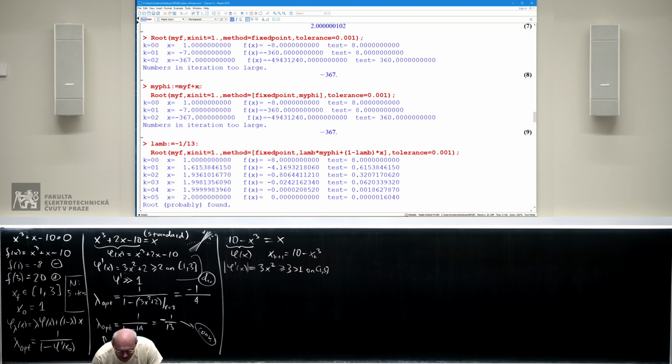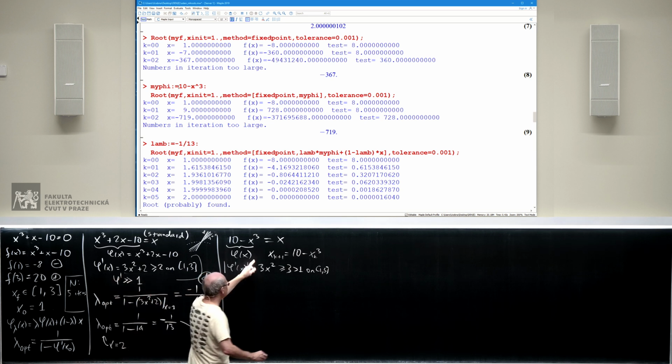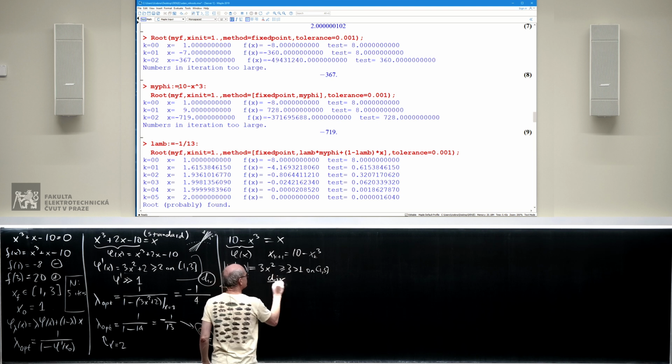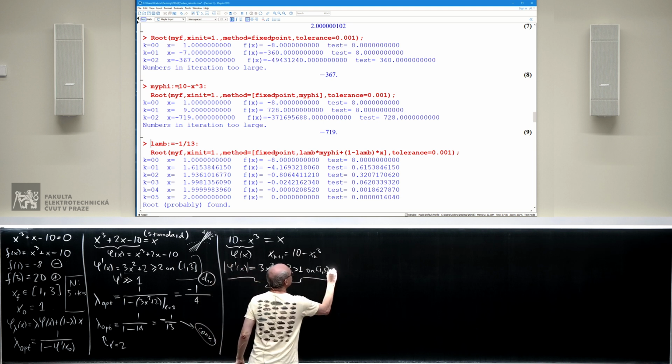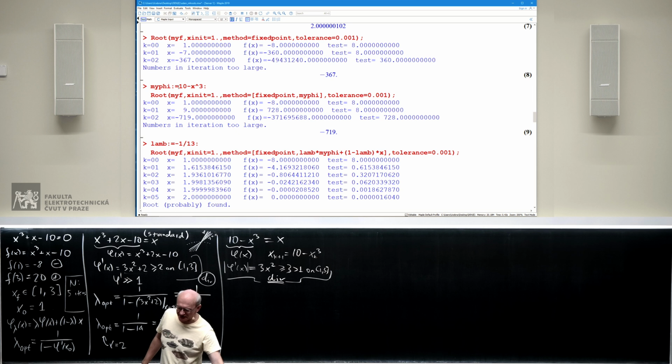Here we go. Here is my phi, but now this time my phi will be different, 10 minus x cubed. So I'm really doing custom things. This is my new iterating function, and I use it without any relaxation, and I got divergence. This is what I expected. So this phi leads to divergence. And it seems equally bad as the standard way.